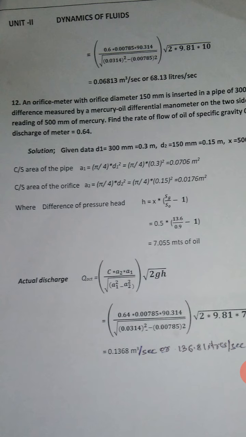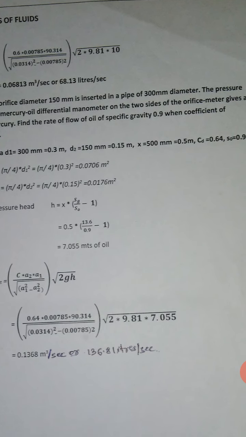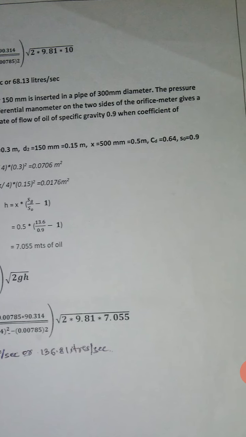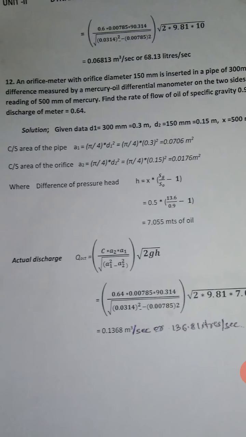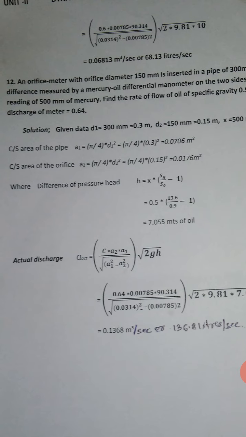Here the pipe diameter is taken as D1 and the orifice diameter as D2, that is 0.3 meter and 0.15 meter. The oil-mercury manometer reading is given as 500 mm, that is 0.5 meter, CD equals 0.64, and S naught, the specific gravity of oil, is 0.9. First of all, you have to find the cross-section areas A1, A2, and the pressure head difference H equals X into bracket SG by S naught minus 1. So that is 7.055 meters of oil.